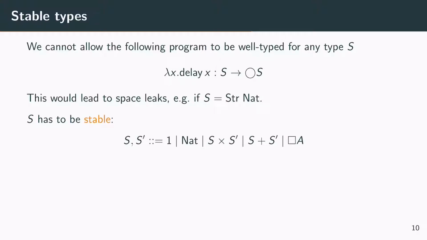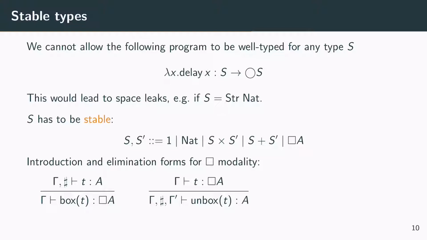So instead, we will restrict this type here to stable types. So stable types are the unit type, natural numbers, and these are also closed under products and coproducts. And we can turn any type A into a stable type by using the box modality. And for introducing the box type, we have similar introduction and elimination rules that we already have seen for the circle and the triangle. Right?